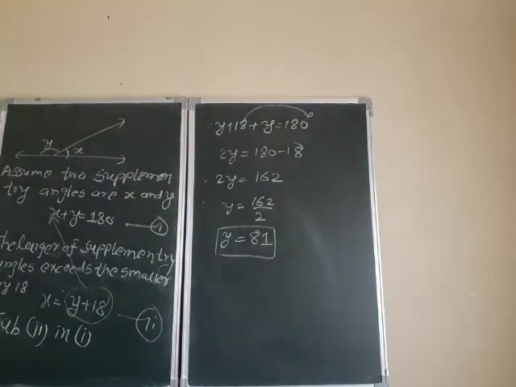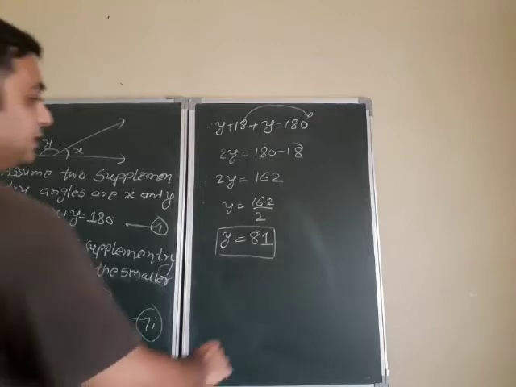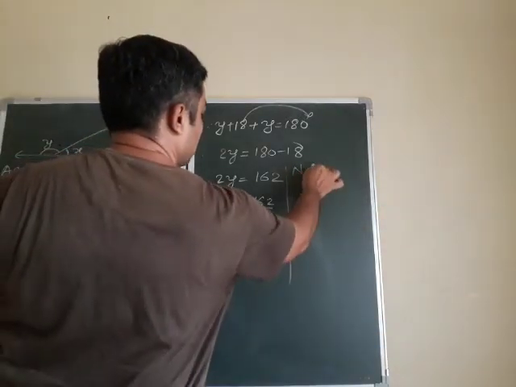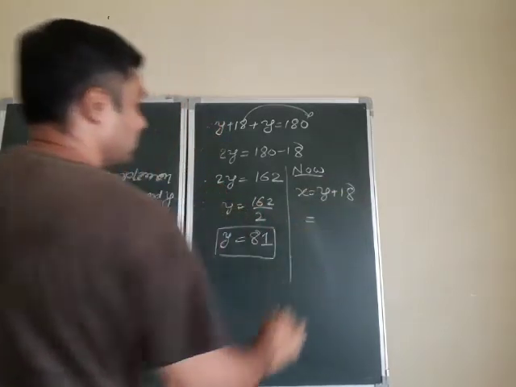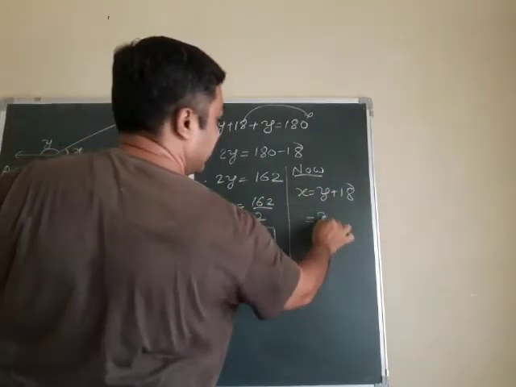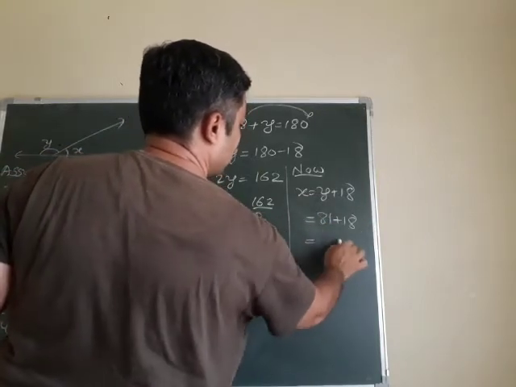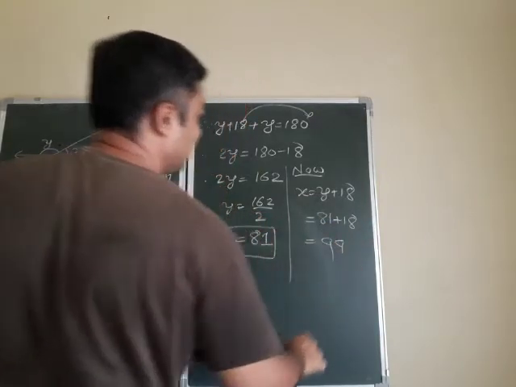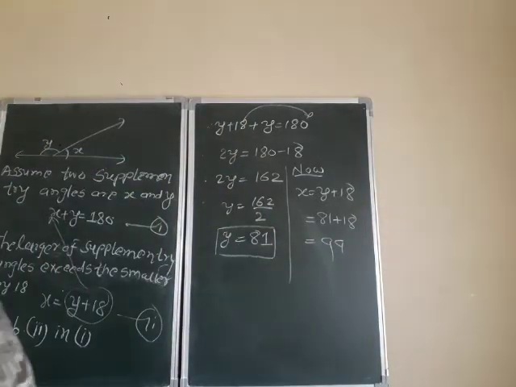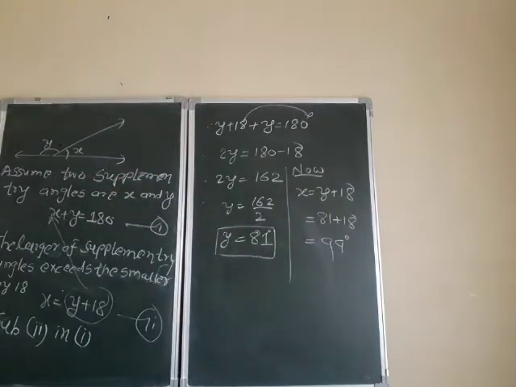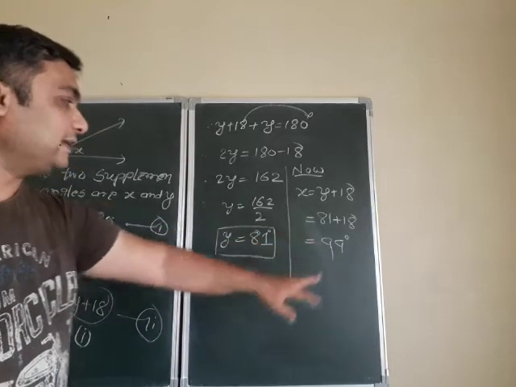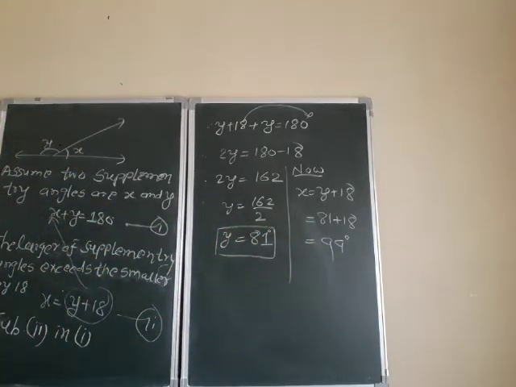Okay. Now our equation, x is equal to y plus 18. Fine. Substitute the value of y: 81 plus 18, it comes 99. Clear? Degrees. 81 degrees. The measurement of angles is in degrees, so we express it in degrees. So x is equal to 99 degrees and y is equal to 81 degrees. Understood? Over.